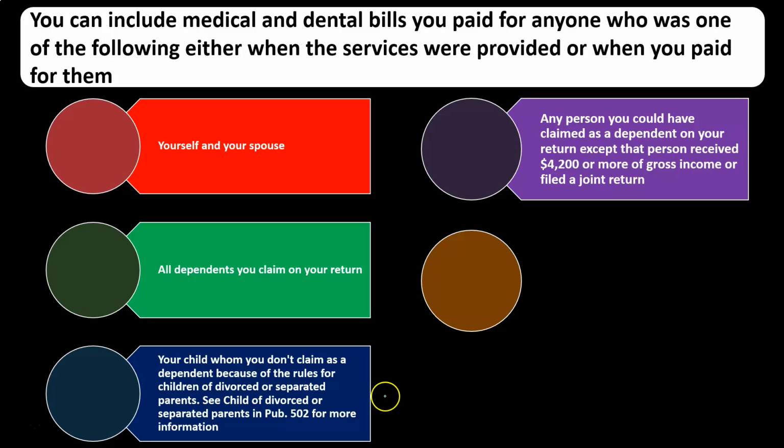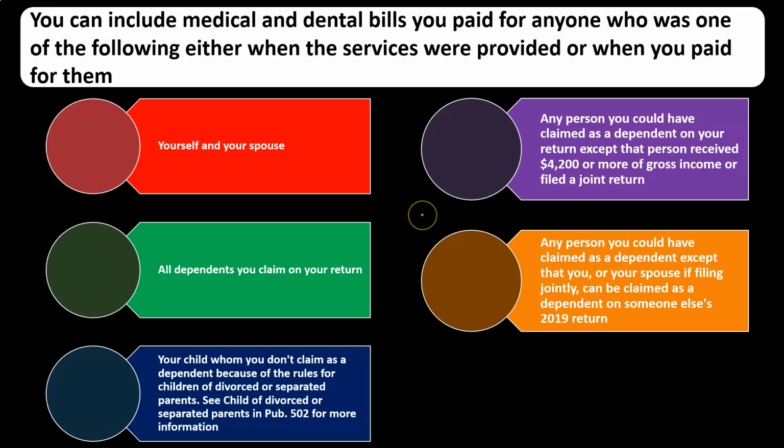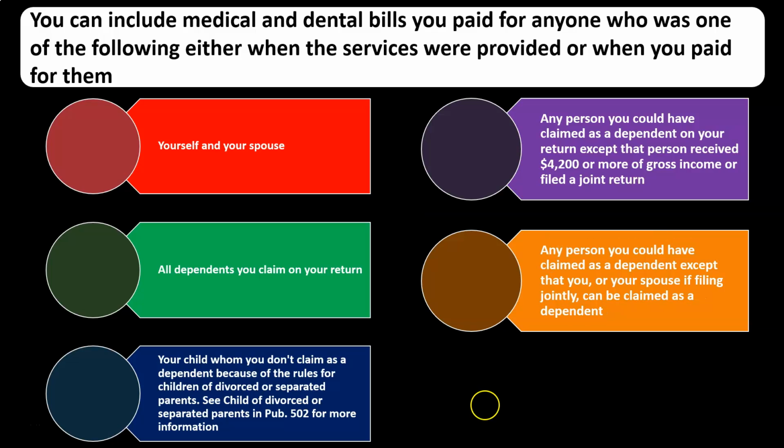Any person who could have been claimed as a dependent on your return, except that person received $4,200 or more of gross income or filed a joint return. In other words, they received income higher than the point at which they could be claimed as a dependent, and that's basically the only reason they're not a dependent. Then you might still be able to claim the medical expenses related to them, even though they're not on the return as a dependent.